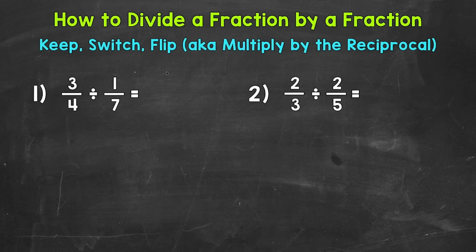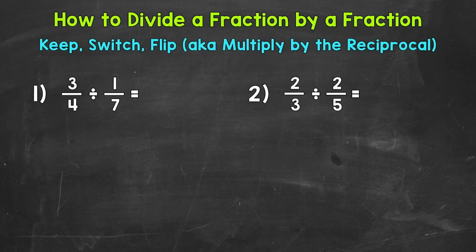So this means we're going to use multiplication to solve these. This actually makes the process simpler. Now, how and why this works, that's something I'll cover later in this video. Let's jump into number 1, where we have 3/4 divided by 1/7. So we are seeing how many 1/7 we can make out of 3/4, or how many 1/7 are in 3/4, so to speak. So let's start by rewriting this problem using keep, switch, flip.